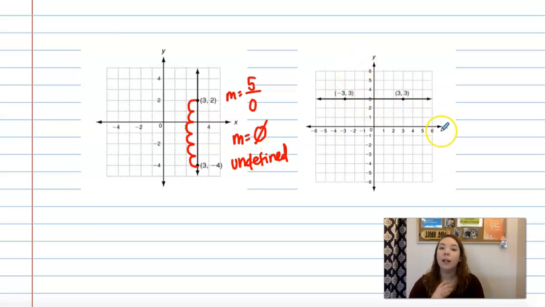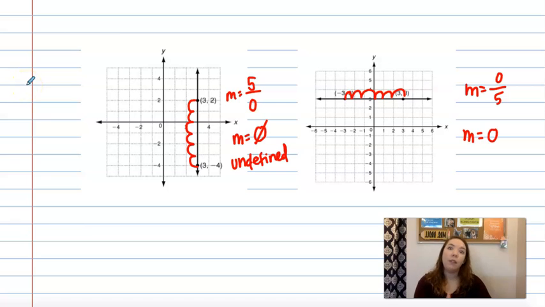Horizontal lines are very similar but the opposite. This does not have a rise, but it does have a run. So no rise at all. Does have a run of 5 if we're using the 2 points they put on there for us. 0 over 5 is still 0. So all horizontal lines have a slope of 0. All vertical lines have an undefined slope.